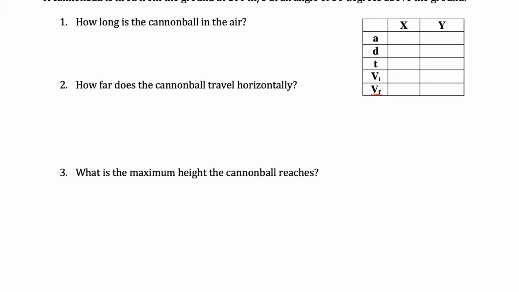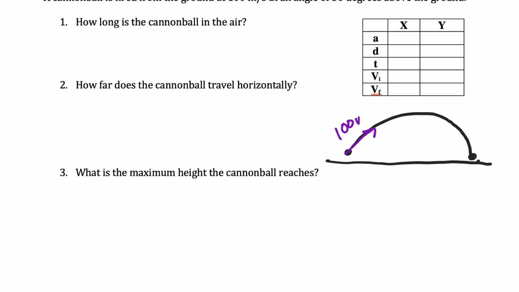First off, let's just draw a picture of what's going on here just to give you a visual. We're launched from the ground here, and we're going to land over here also on the ground. So the launch and land at the same height. The initial velocity here going up at this angle is 100 meters per second, and this angle to the ground is 30 degrees.